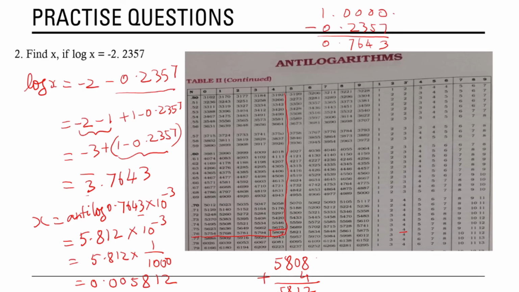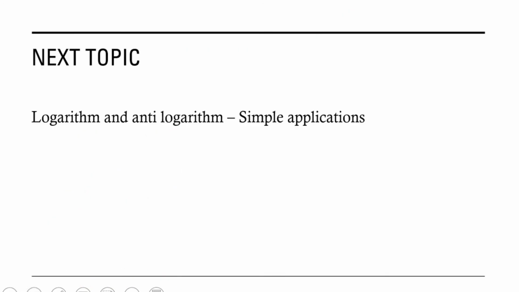So this is the antilog. When log x is minus 2.2357, x is equal to 0.005812. I hope this is clear. I hope this video was useful for you. In my next video, I will be discussing simple applications of logarithm and anti-logarithm. Thank you for watching.